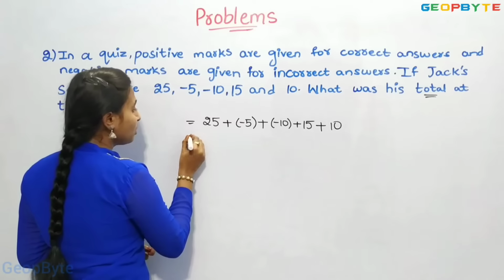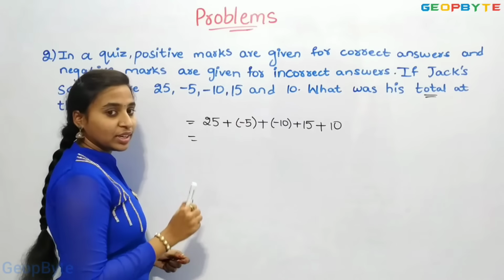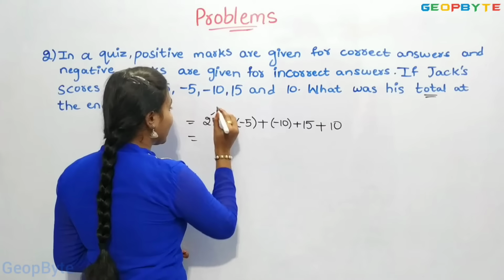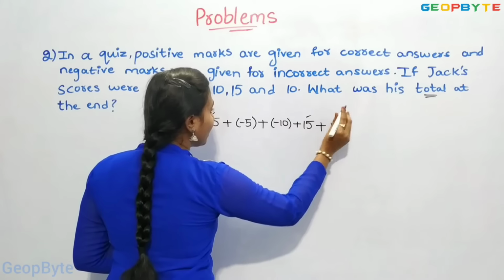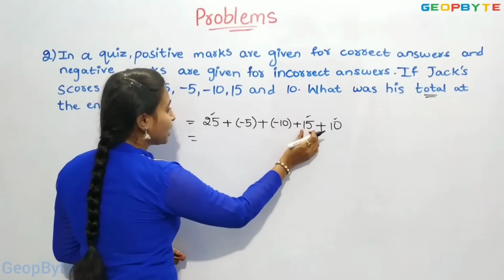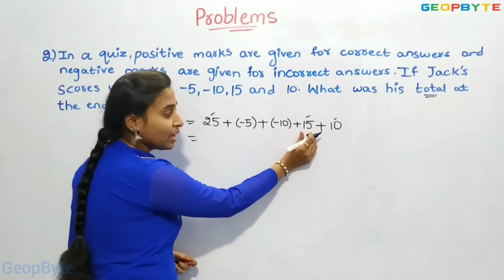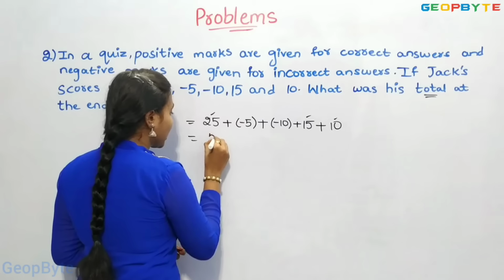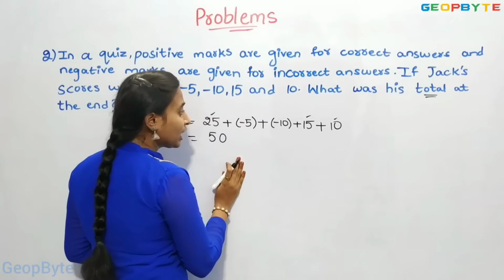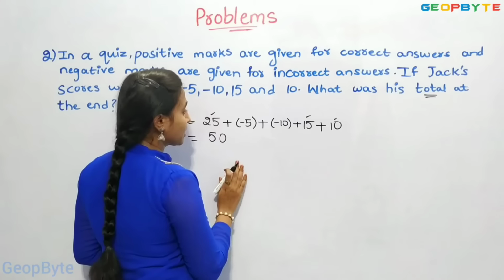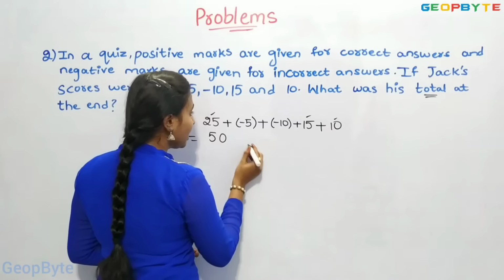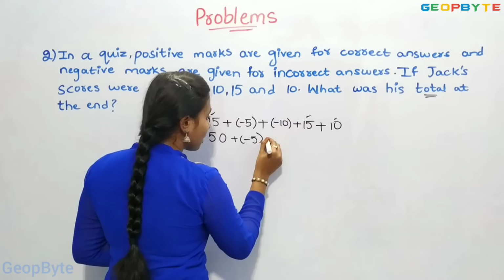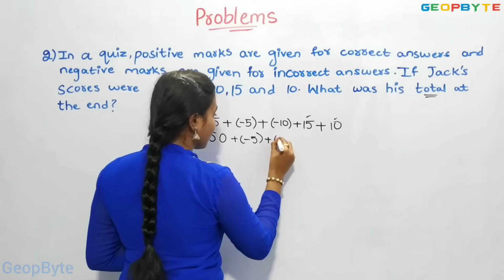Now let us go step by step. First, we will add the positive numbers. That is 25, 15, 10. 25 plus 15, 40. 40 plus 10, 50. Let us write 50. What are remaining? The negative numbers. That is 50 plus minus 5 plus minus 10.